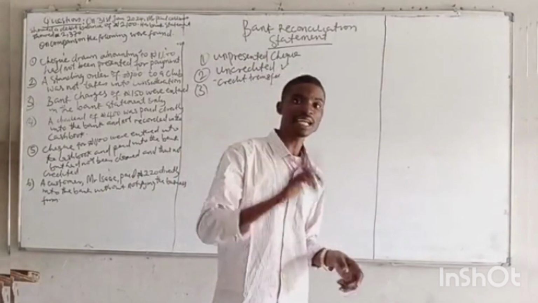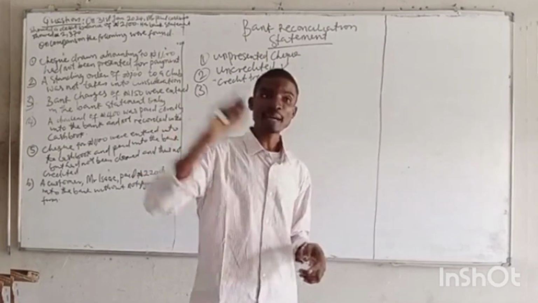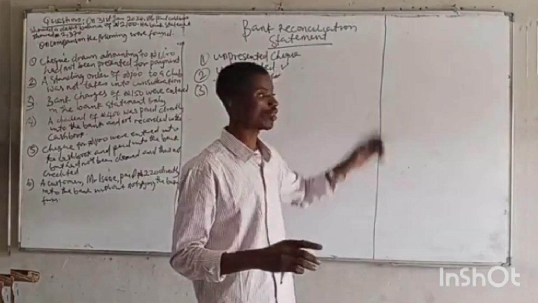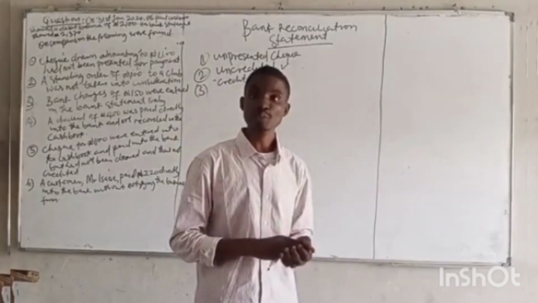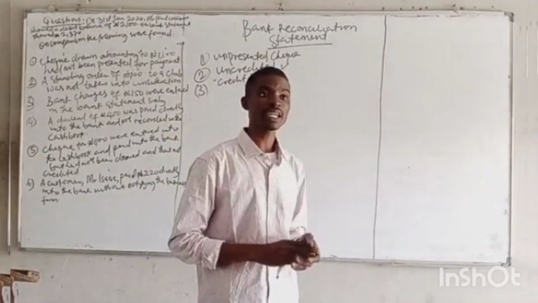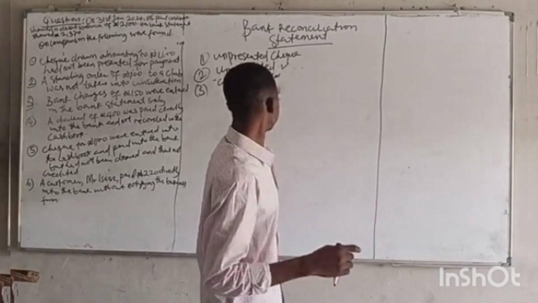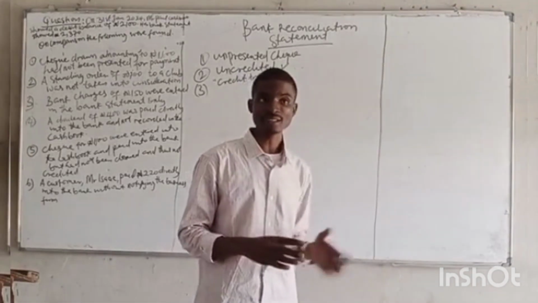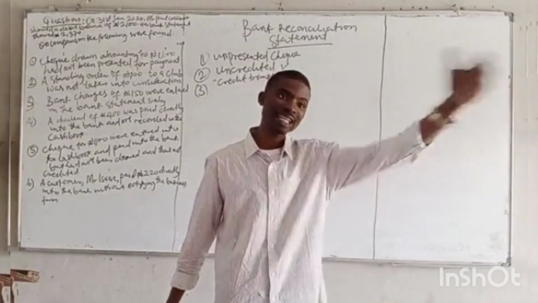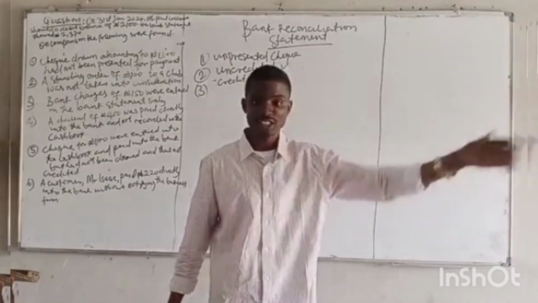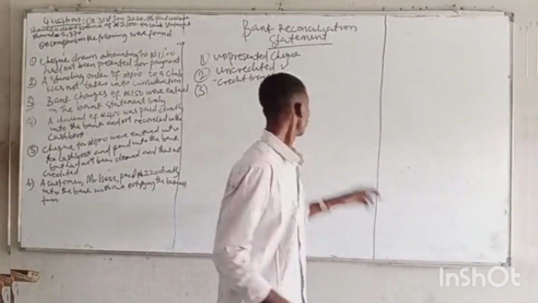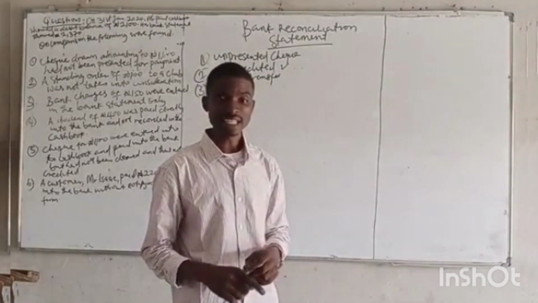And so the effect now is that the balance of the bank statement will be higher than that of the cash book. And to correct such differences, the amount of the credit transfer also has to be added to that of the cash book. That is for credit transfer.